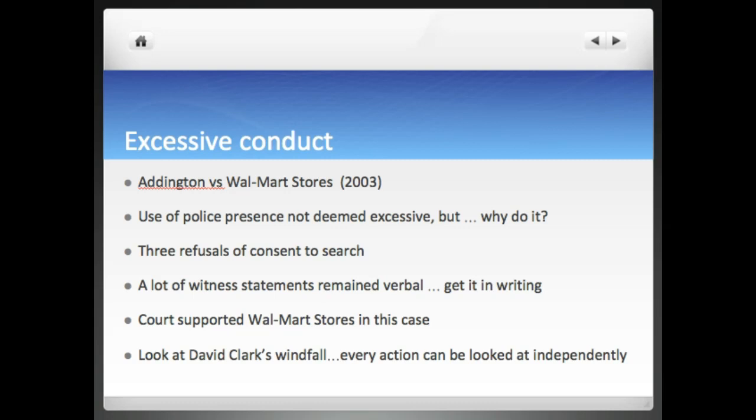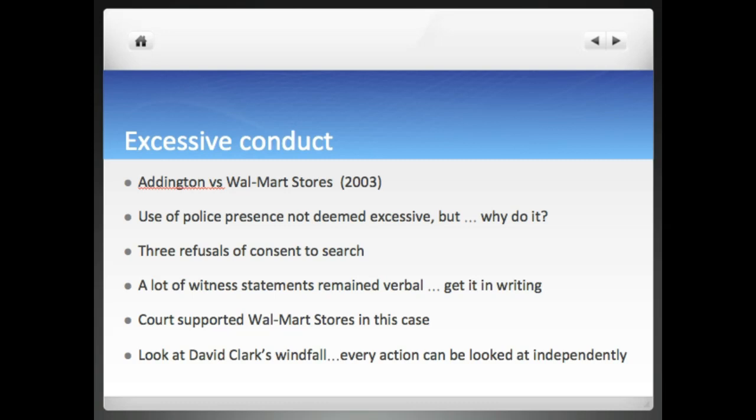And even though the court supported Walmart in this case, one of the persons accused of stealing things, David Clark, if you read the Lee case, which is referenced in Addington versus Walmart Stores, made a whole lot of money because the search of his home was coerced. He was told they were looking for stolen fishing gear, and then they went through his home and found, I think, 400 different items of stolen property. But he thought they were only looking for one thing, and claims he was misled, and the court actually found in his favor in that regard.